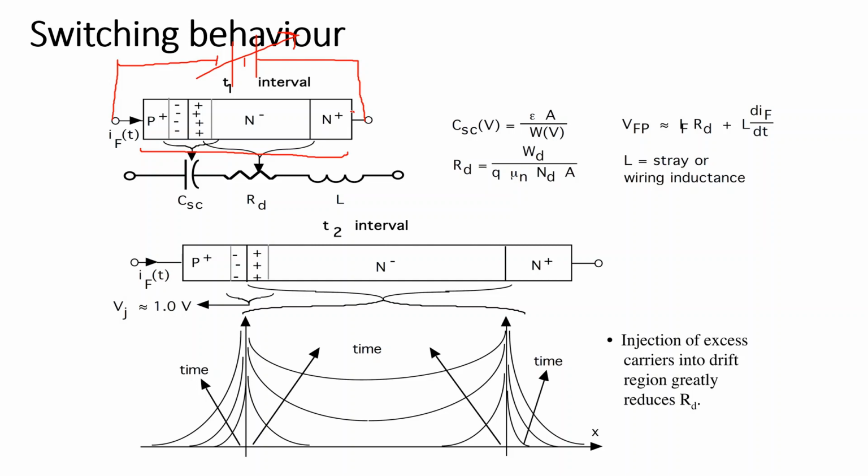So what is required to turn off this diode? The requirement is that first these charges which are stored here must be removed from the n minus region.